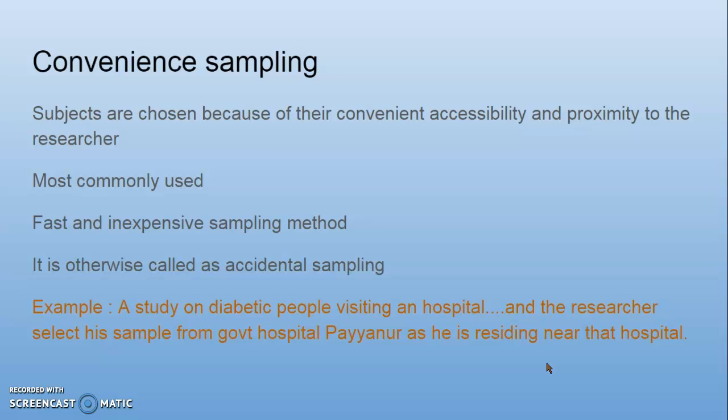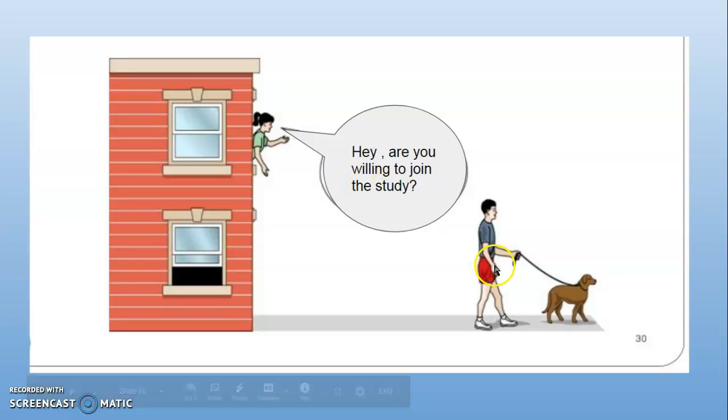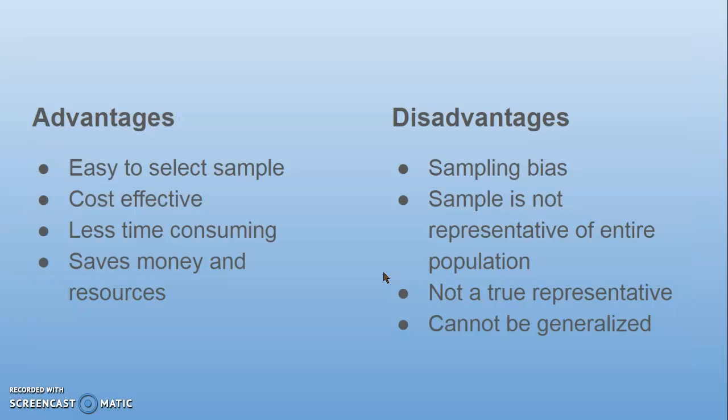So this is an example of convenience sampling. Here in this picture you can see the researcher is just calling somebody he meets on the way to join his study. So this is called convenient sampling. The advantage is it is easy to select, cost effective, and less time consuming. Immediately he will get people close by, which saves money and resources.